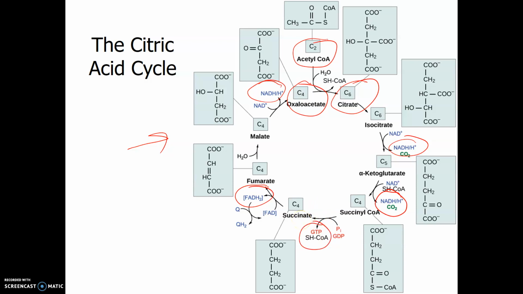So if we want to write down the overall products of the citric acid cycle, since we have 1, 2, 3 NADHs and there are 2 turns, we get 6 NADH molecules. And we get 2 total FADH2 molecules. And another thing that's given off in the citric acid cycle is carbon dioxide. And you see that here and here.